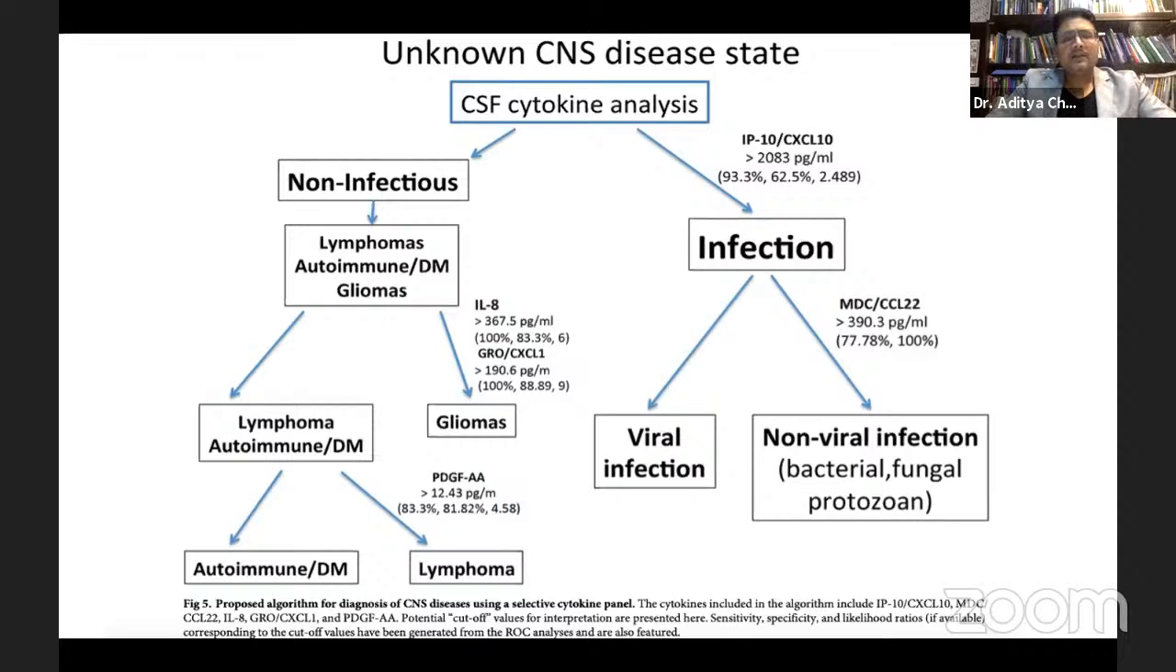Similarly, coming to the left arm of the algorithm, you find that the non-infectious causes could be lymphomas or autoimmune etiology or gliomas. And they found interleukin-8 and CXCL1 to be useful in differentiating between the neoplastic etiologies, except lymphoma, and the lymphomas and the autoimmune etiology. Further, going down the algorithm, you find that PDGF-AA was used to differentiate between autoimmune etiology and a lymphoma.